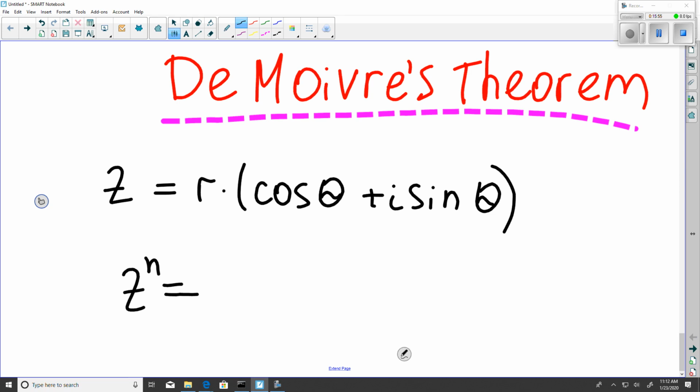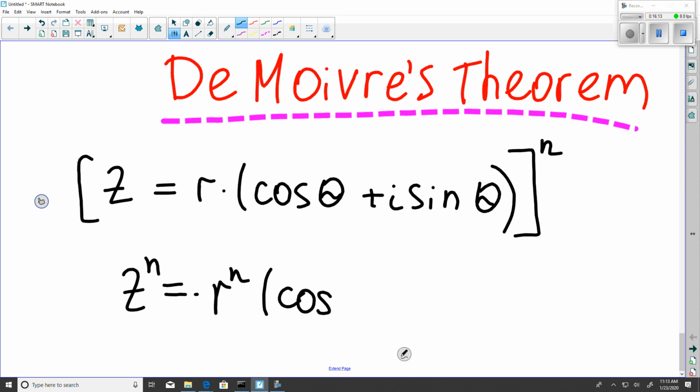Please guess what will happen with r. So you're saying cosine n? Wait, I'm trying to take z and raise the entire z to the nth power. So r to the power of n. R to the power of n, yes. Cosine n, plus sine. Let me give you a bit of a hint: cosine n times theta.